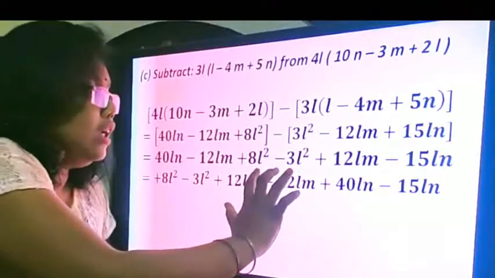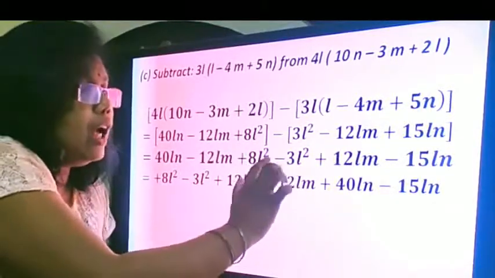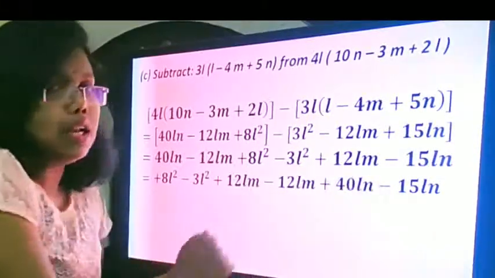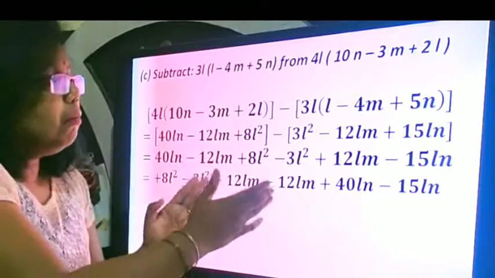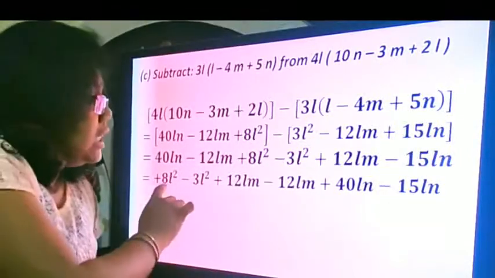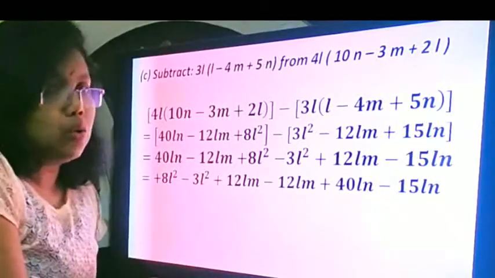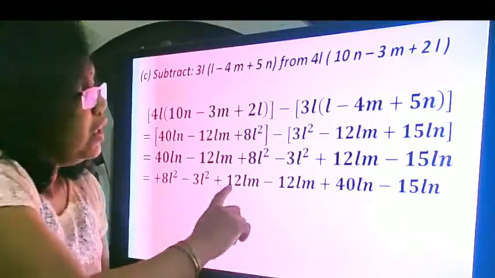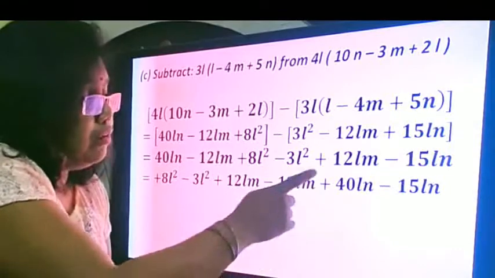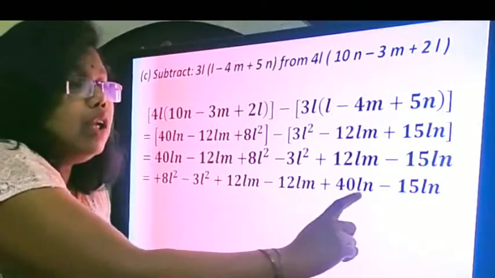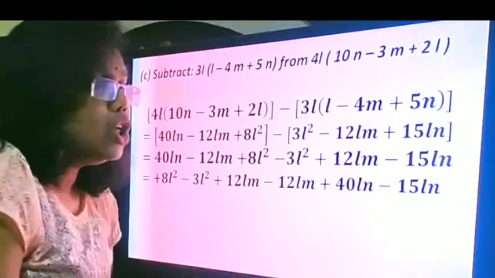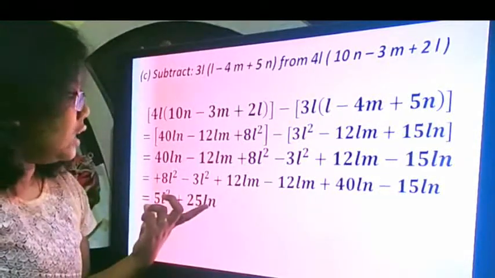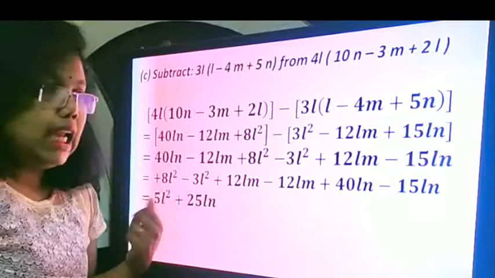Now put the like terms one next to the other. So these are like terms because both of them have variable of L and the power is 2. Then LM and LM, then LN and LN. All the like terms are clubbed together. So plus 8L square minus 3L square. So plus and minus is subtraction. So it will be 5L square, plus 12 minus 12 cancelled. 40 LN minus 15 LN. So it will be positive 25 LN. This is the final answer: 5L square plus 25 LN.